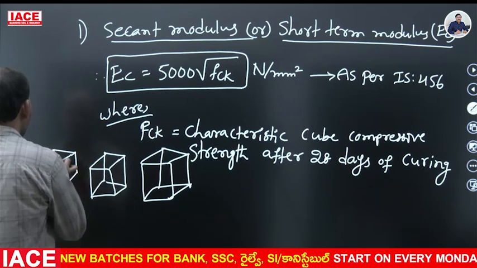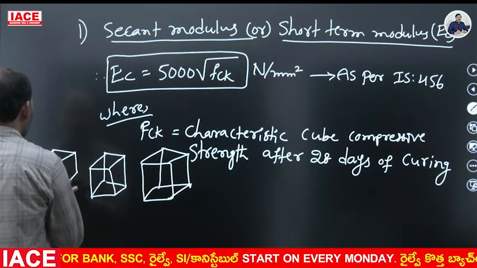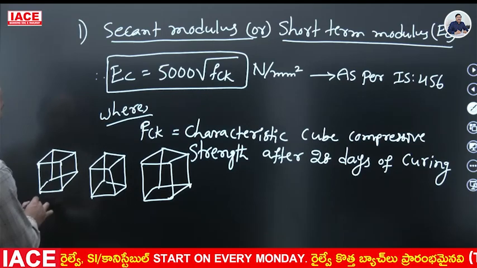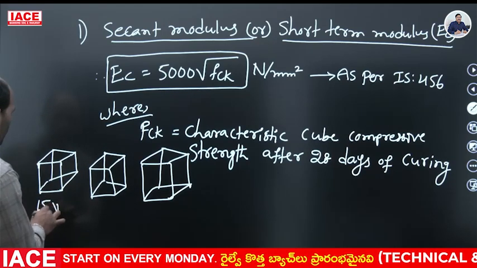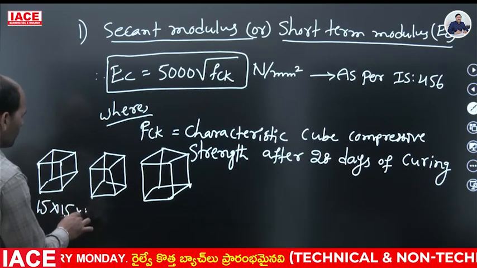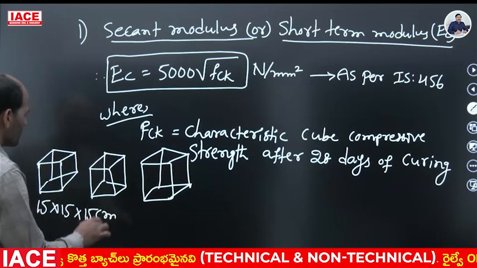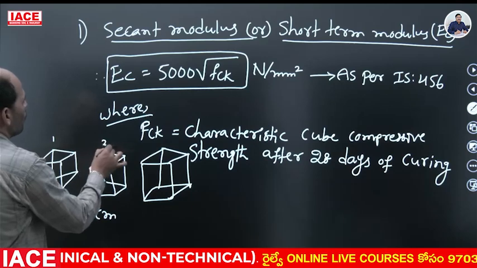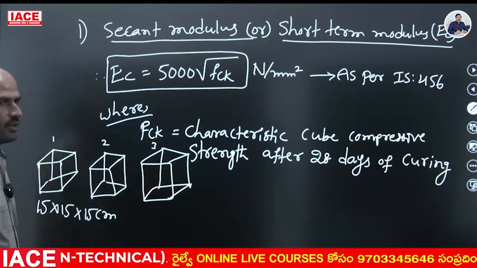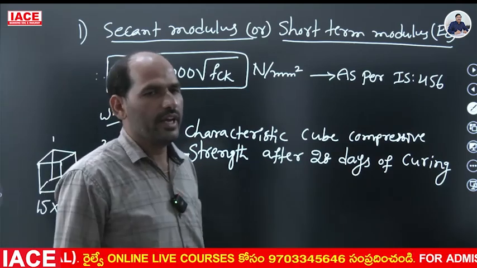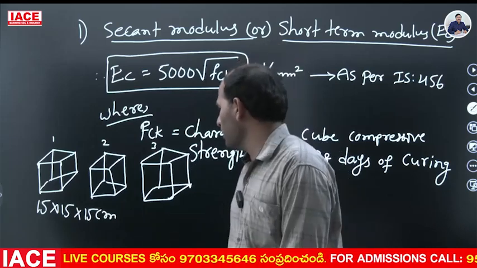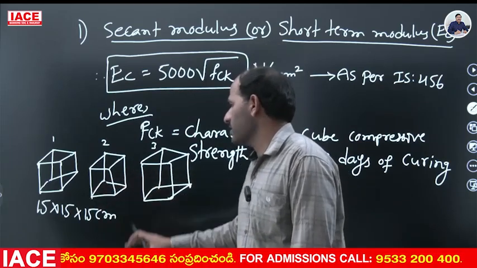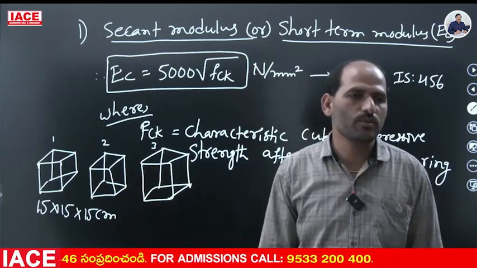So what is the size of this concrete cube? That means 15 centimeter into 15 centimeter into 15 centimeter size of the concrete cube. Take 3 cubes.